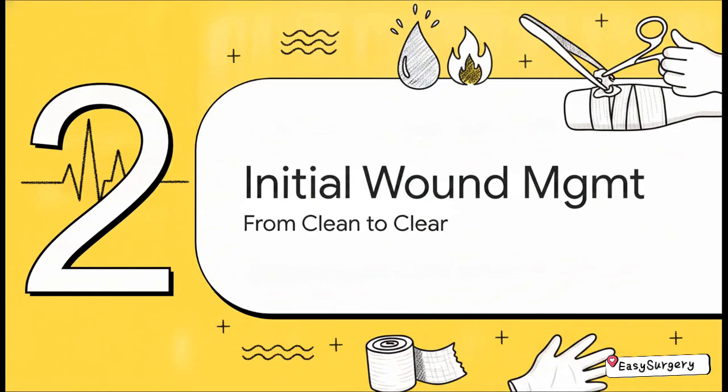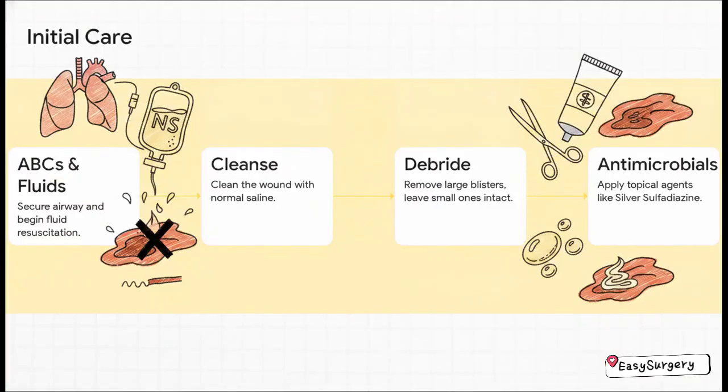Once your patient is hemodynamically stable and those immediate pressure threats are handled, we move on to the foundational principles of burn wound care. For initial care, you always start with your ABCs and fluid resuscitation. Then, you clean the wound out with normal saline. Notice step 3 right there? Large, tense blisters must be debrided. This is a huge exam point. We do this to prevent infection and so we can actually get a proper assessment of the wound bed. Small blisters, though, you can just leave those intact. And finally, we apply our topical antimicrobials.